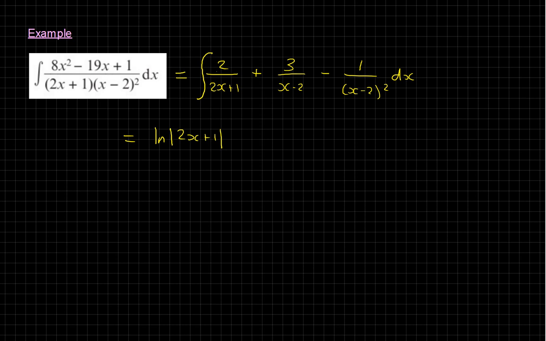Okay, let's look at this one. Again, the derivative of the bottom, x minus 2, is 1. So the derivative of x minus 2 is 1. The top is 3, so therefore I need to multiply by 3 times ln of the bottom.